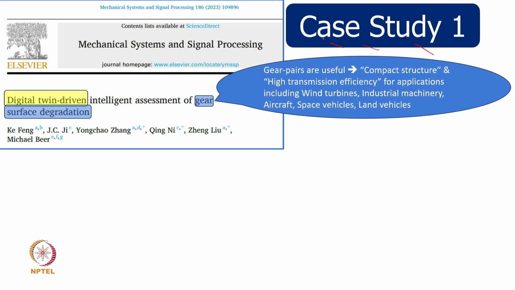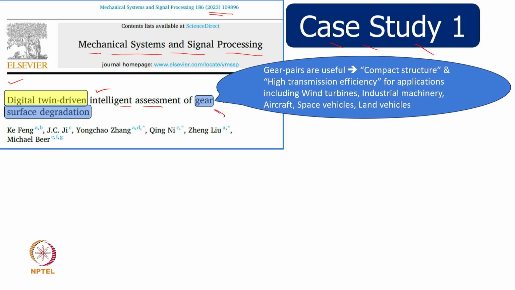This is case study 1, and we are picking one research article which was published in Mechanical Systems and Signal Processing in 2023. The topic of this paper is a digital twin driven intelligent assessment of gear surface degradation.